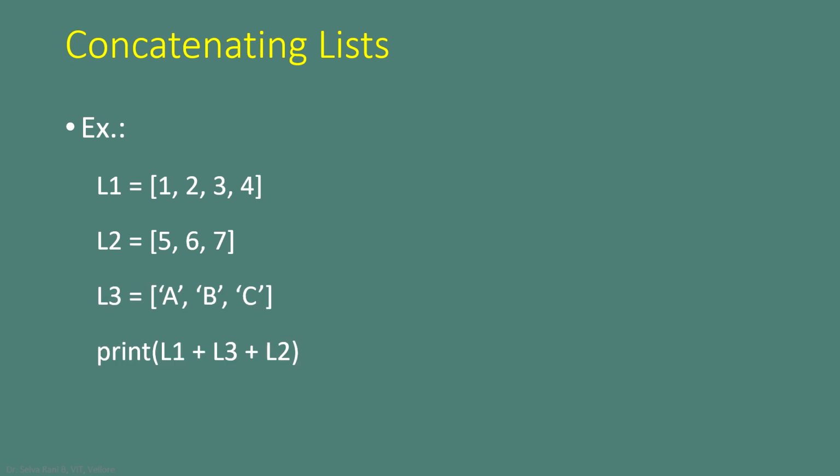Let us assume L3 = [A, B, C], and here we are doing the concatenation using the plus operator in the order L1 + L3 + L2. Now the output is going to be the elements from list L1 followed by the elements from list L3 followed by the elements from list L2.